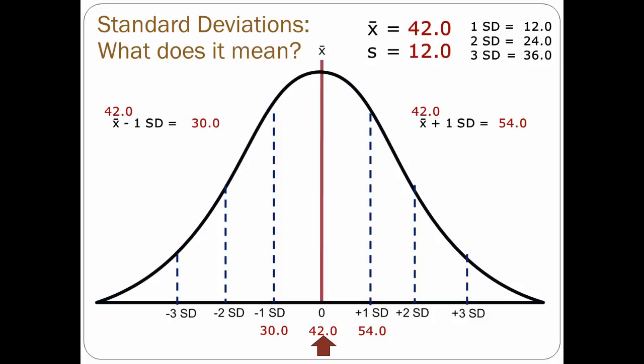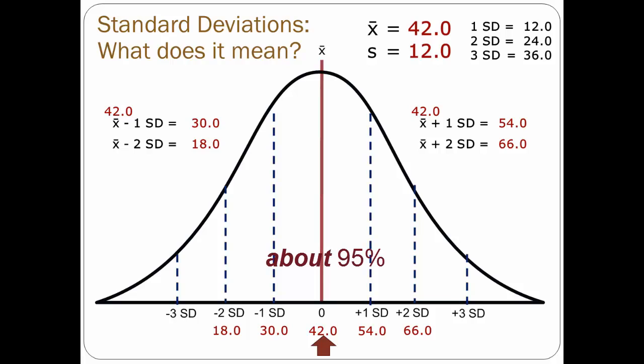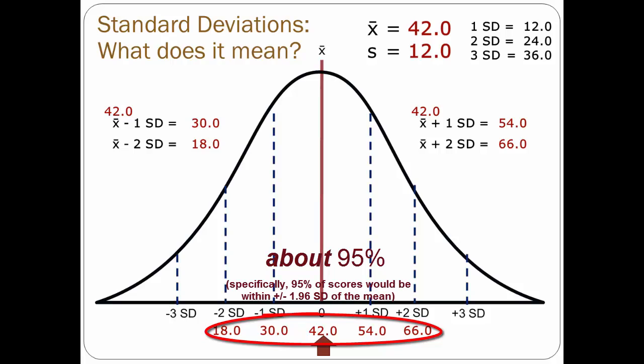Let's continue for two standard deviations. The mean of 42 plus 24, two standard deviations, is 66, so we can plot the score of 66 at plus 2 standard deviations. And the mean of 42 minus 24, or 2 standard deviations, is 18, so we can plot the score of 18 at negative 2 standard deviations. Now, assuming the scores are normally distributed, about 95% of the scores are between 18 and 66, within plus or minus 2 standard deviations of the mean.